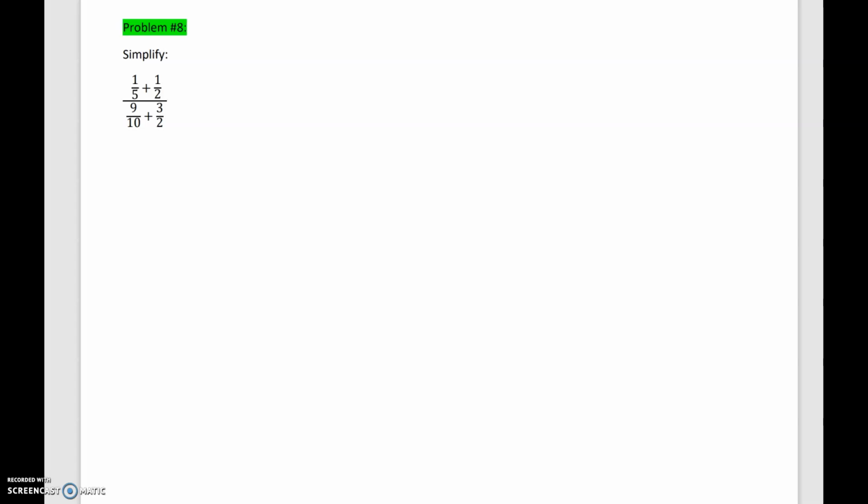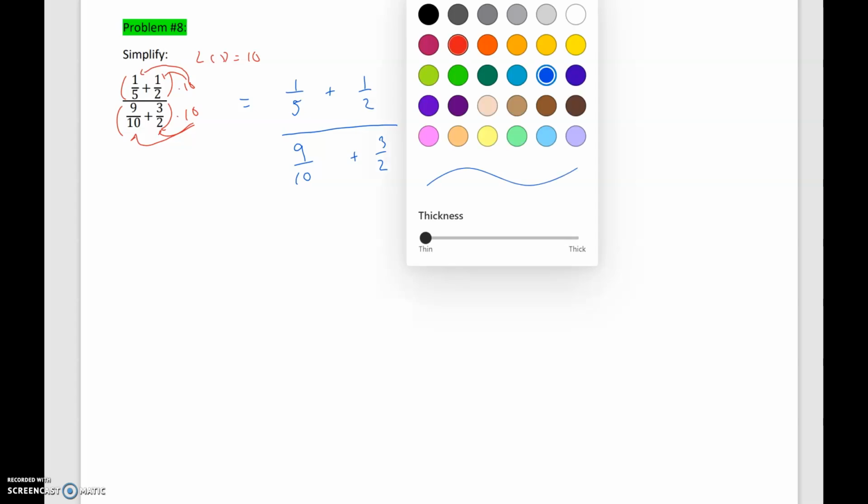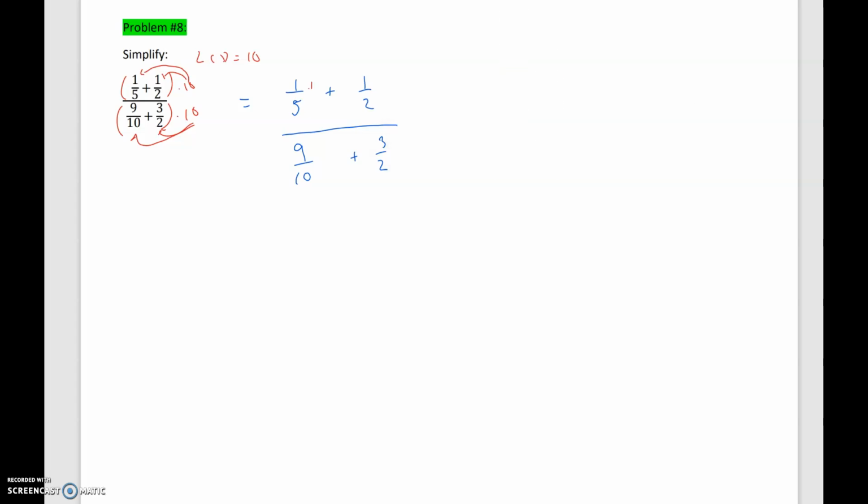Now, here's the fastest way to simplify this problem. You need to find the LCD of all the fractions. In this case, we're looking at 2, 5, 10, and 2, which happens to be 10. And then multiply the top times 10, and then the bottom times 10. And what this does is that every element of the fraction gets multiplied by the LCD, and this will cancel the complex fraction. So let me rewrite 1/5 plus 1/2 over 9/10 plus the values of 3/2. And technically, every one of these gets multiplied by 10.